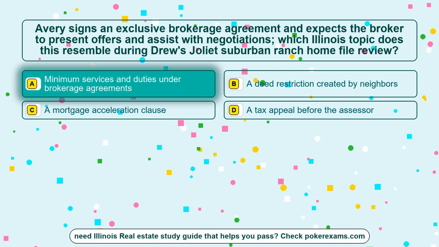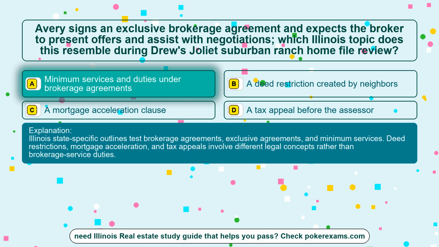The correct answer is option A, minimum services and duties under brokerage agreements. Illinois state specifically outlines brokerage agreements, exclusive agreements, and minimum services. Deed restrictions, mortgage acceleration, and tax appeals involve different legal concepts rather than brokerage service duties.